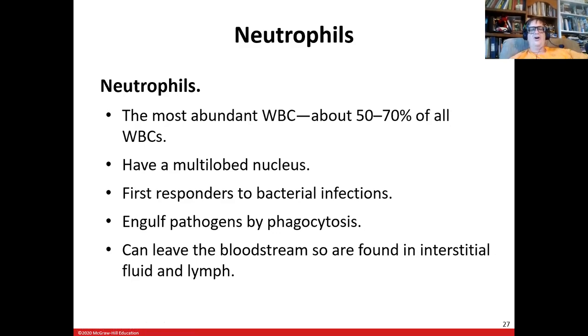These things are capable of crawling out of the blood through the capillaries, and so you can also find them in the interstitial fluid and lymph. The interstitial fluid is the fluid around the, sorry, I'm laughing because you might see a dog nose occasionally. The neutrophils will leave the blood and get into the interstitial fluid, the fluid around the cells in the tissue.